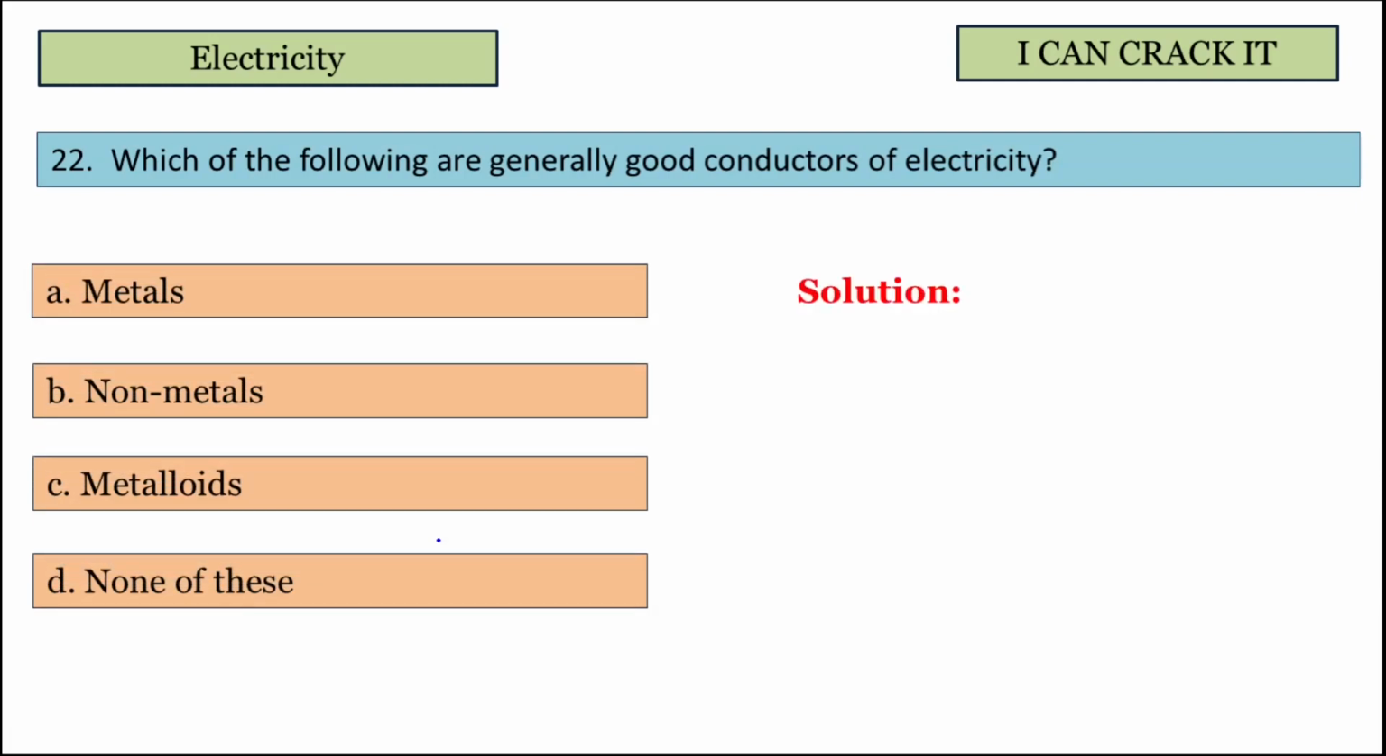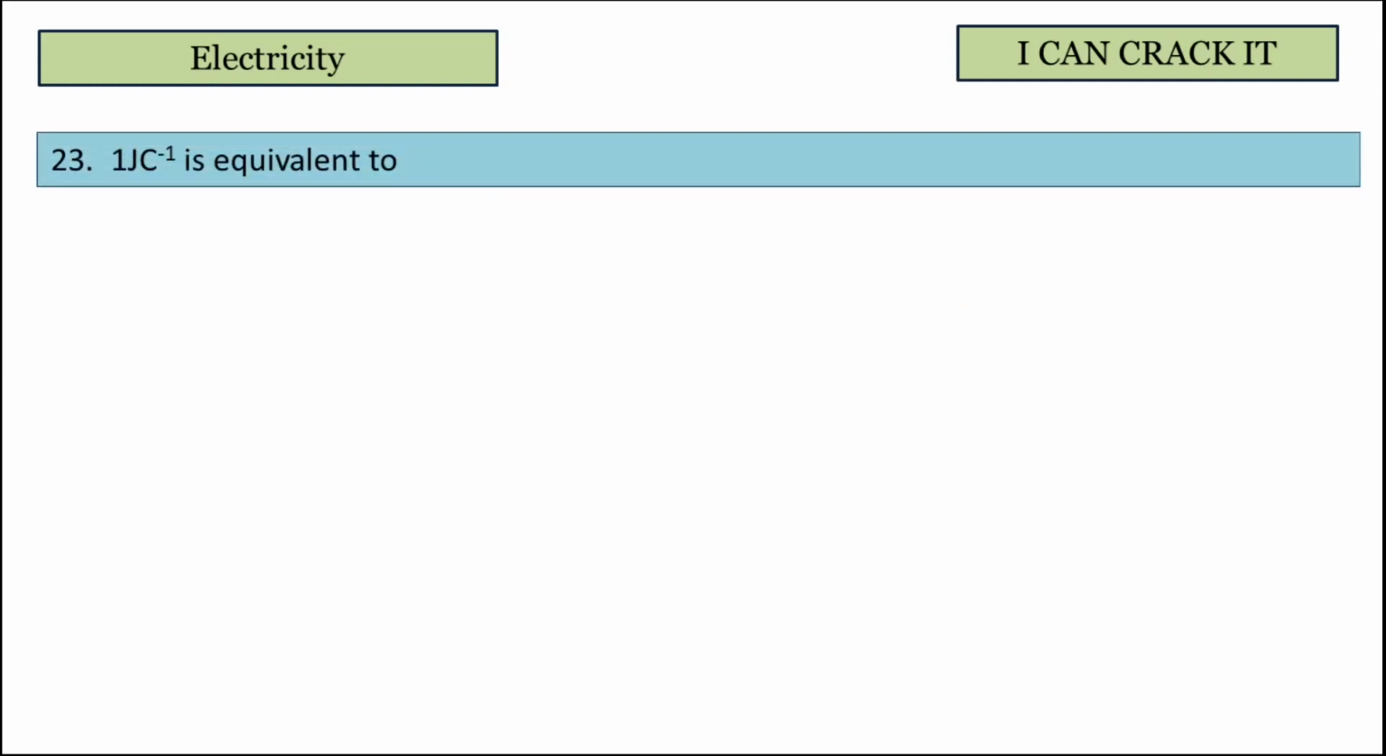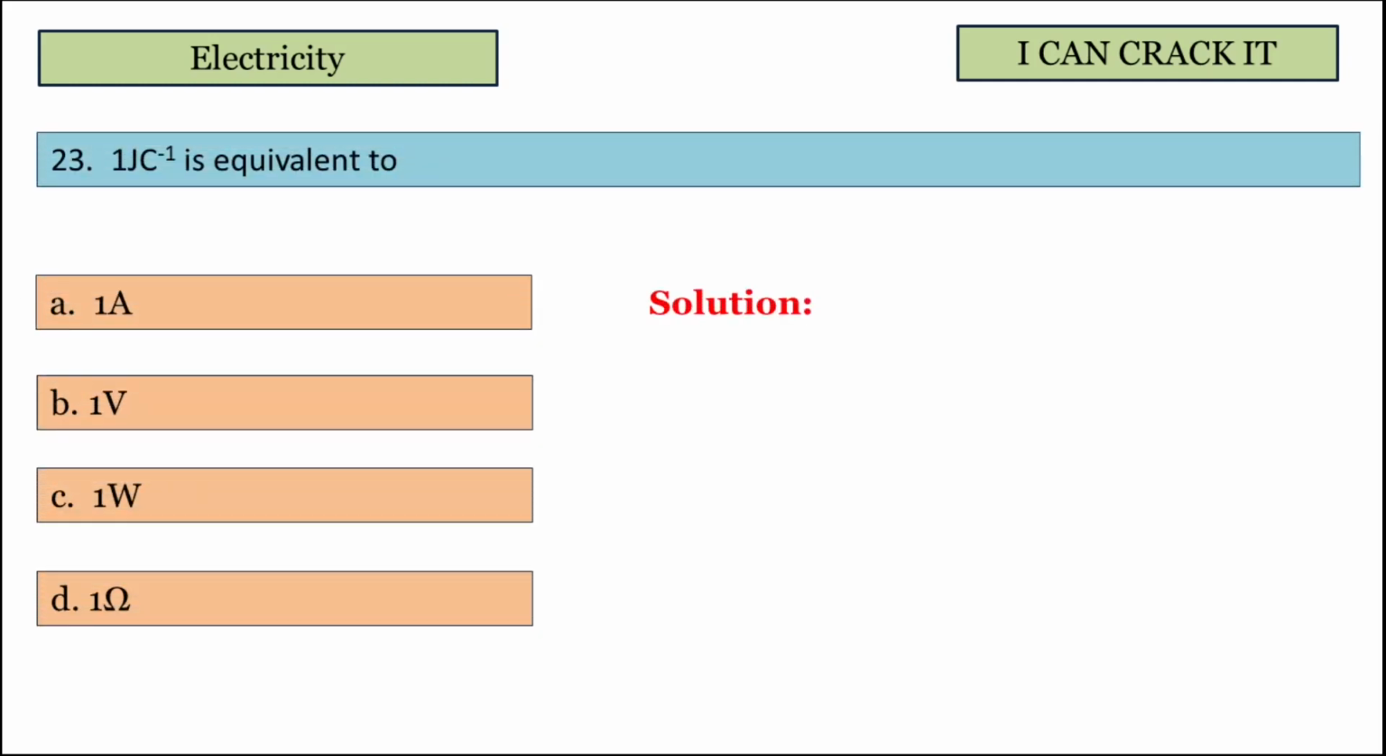Which of the following are generally good conductors of electricity? See, metals are good conductors of electricity generally. Why? Because they have free electrons. Metals contain free electrons. That is why they are good conductors of electricity. So these free electrons are responsible for the conduction of electricity. So which option? Option A, metals. Let's see the 23rd question.